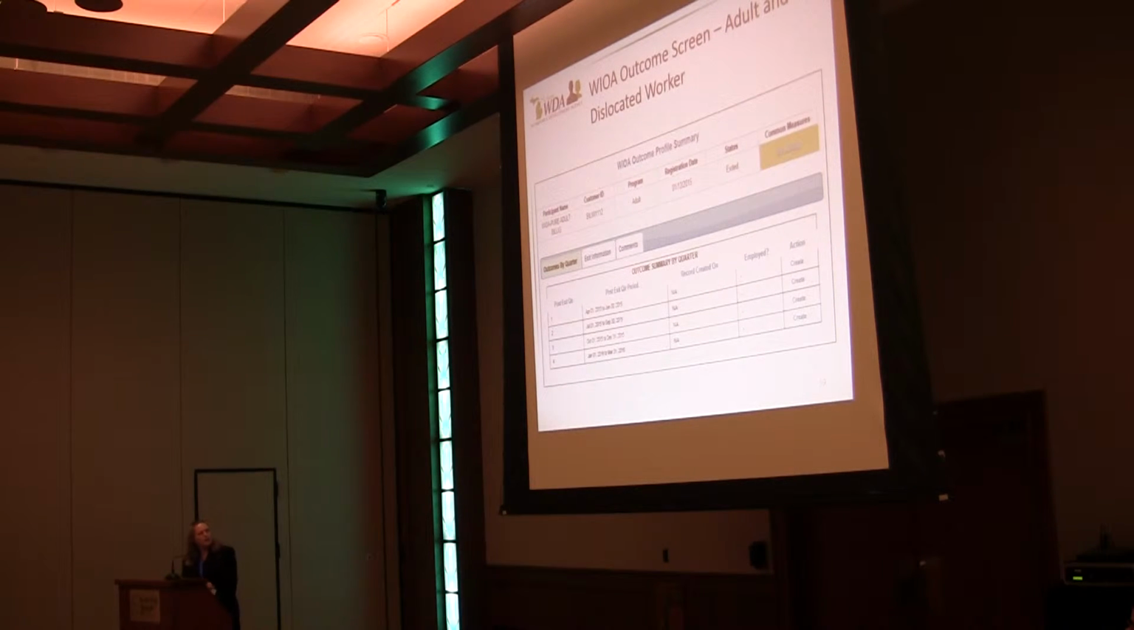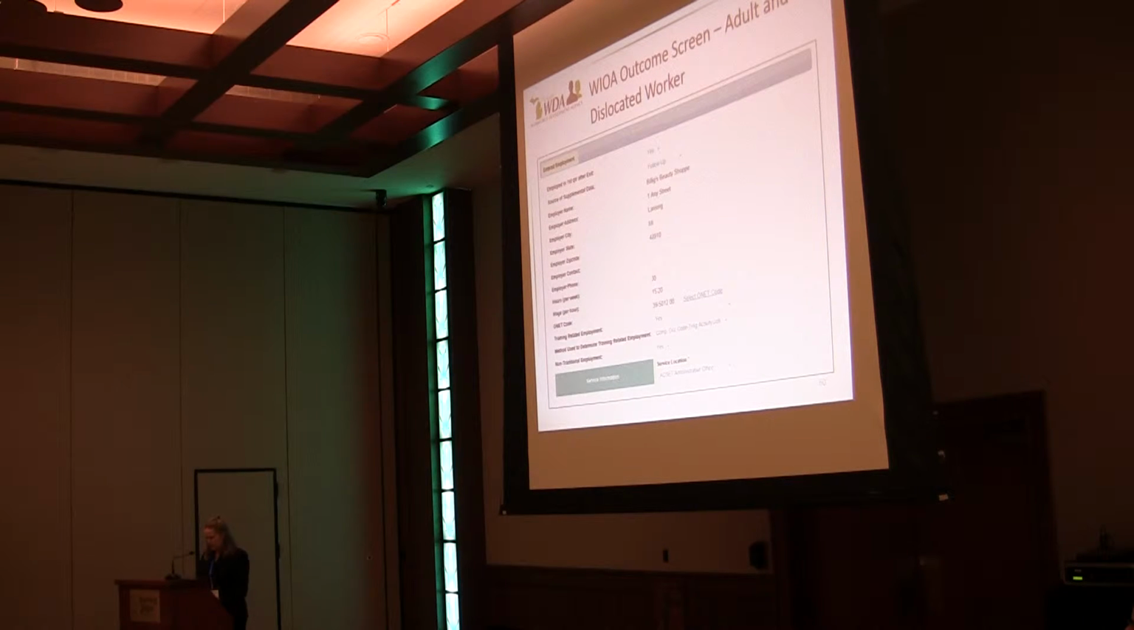Okay. And let's say, for example, we click on the Create button, okay? Clicking on the Create button for the first quarter after exit will show you all of the data fields that you're familiar with now that are required for the first quarter after exit. So let's say, for instance, your customer is employed the first quarter after exit. Because they're employed first quarter after exit, you still have to fill in the same fields like employer name, ONET code, training-related employment, non-traditional employment, etc.